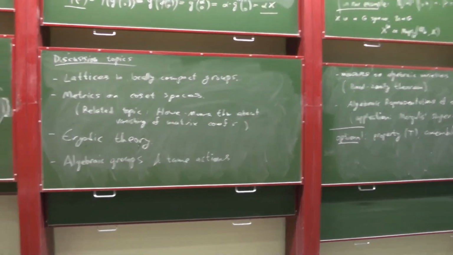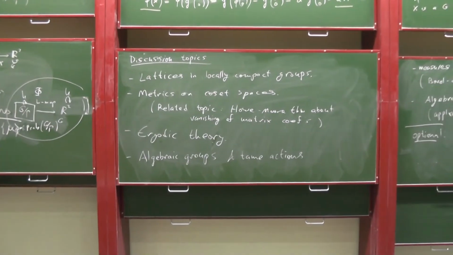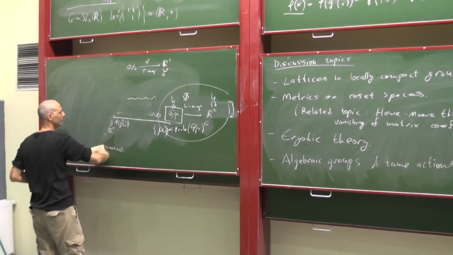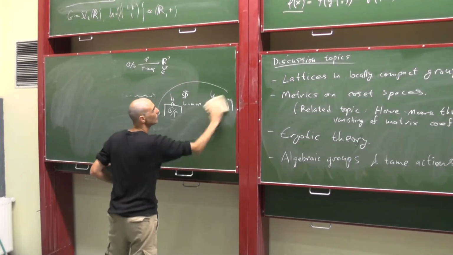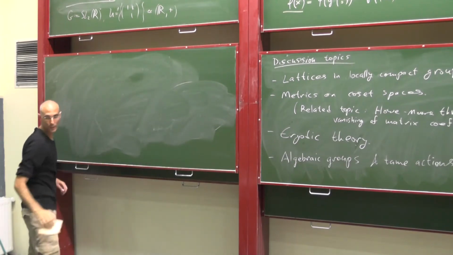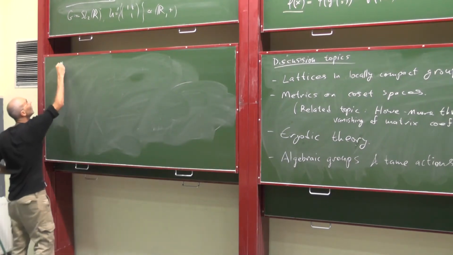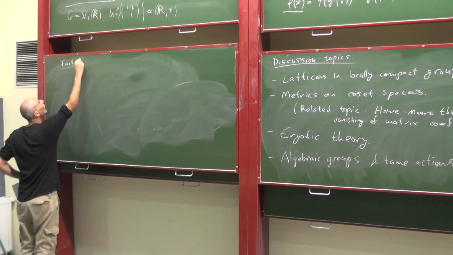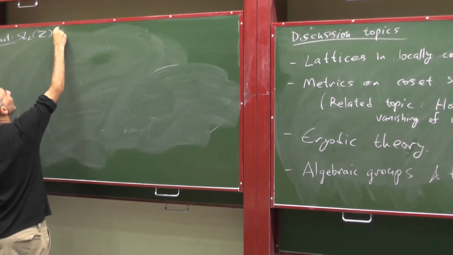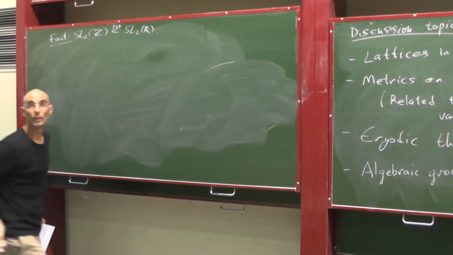What I want to prove now, maybe very quickly, is the fact that I was using in that theorem without proving it: the fact that SL2Z is a lattice in SL2R. Okay, maybe I will not get to it, but let me start. So there was this fact: SL2Z is a lattice in SL2R. Let's try to prove it.